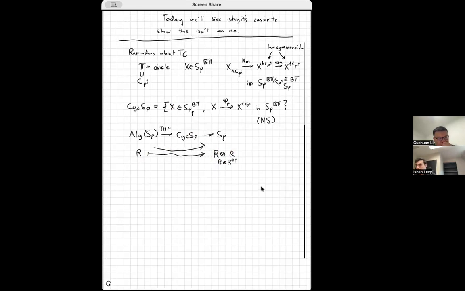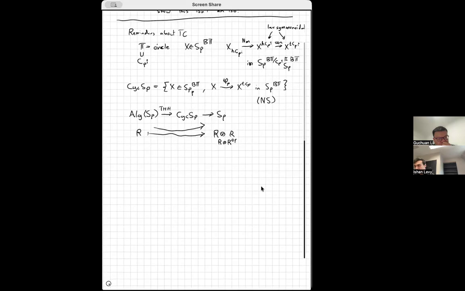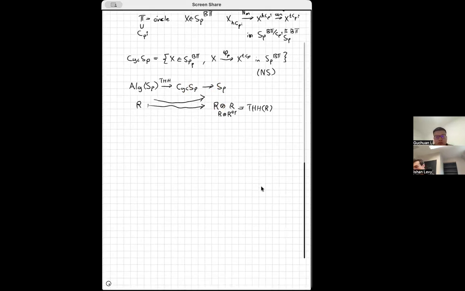And so that's THH. The claim is that this formula, THH of R, actually gives you a cyclotomic spectrum, not just a spectrum. So there's a circle action on it, and there's this Frobenius. And I'm going to make a bit explicit what this is in the case that R is a commutative algebra.